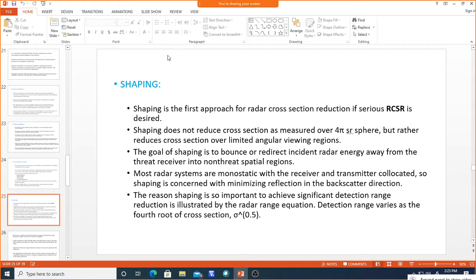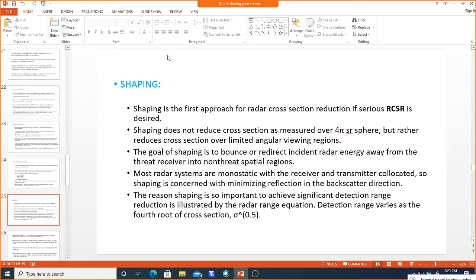So whenever you incident the energy at that particular limited angular region, whatever half power beam width will come, whatever antenna beam width we send, in a similar way the angular viewing regions will be there. So within that limited angular viewing region, we are able to reduce the cross section with respect to the 4 pi steradians spherical region.